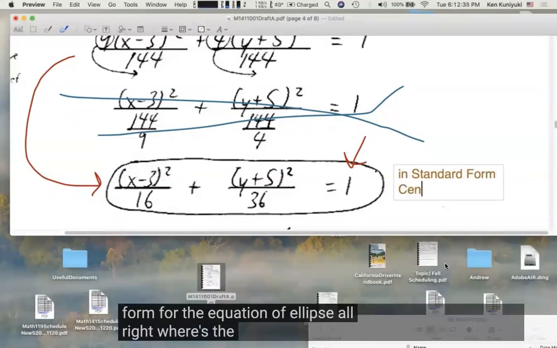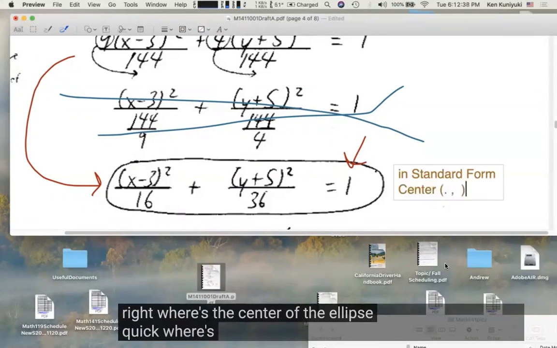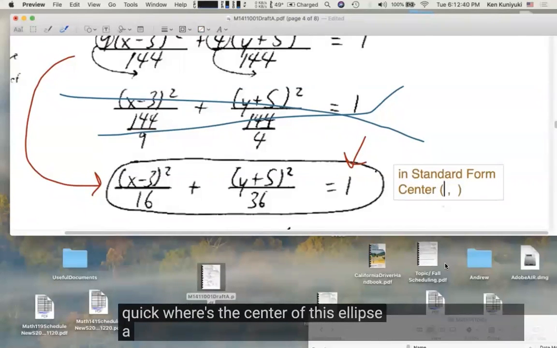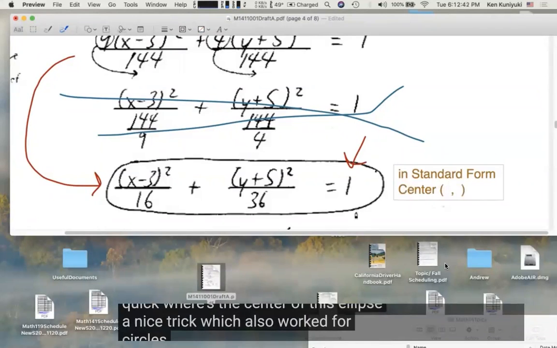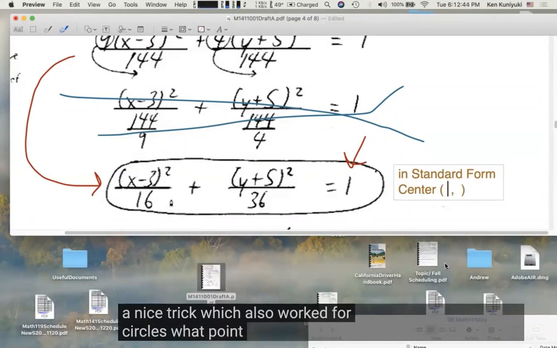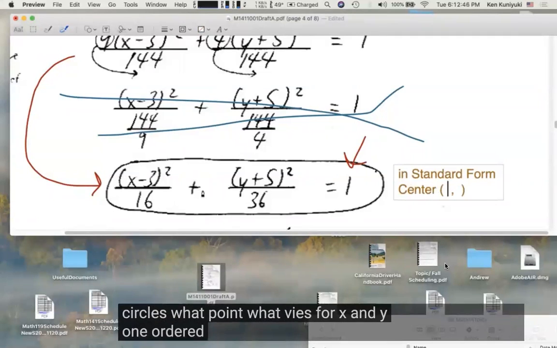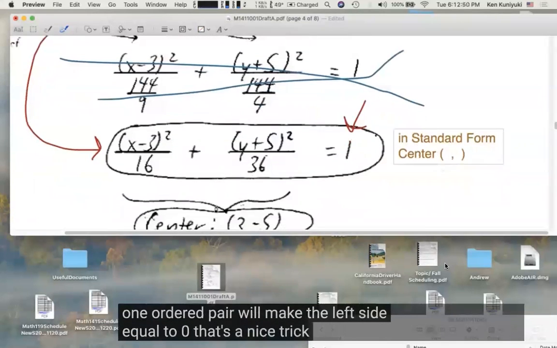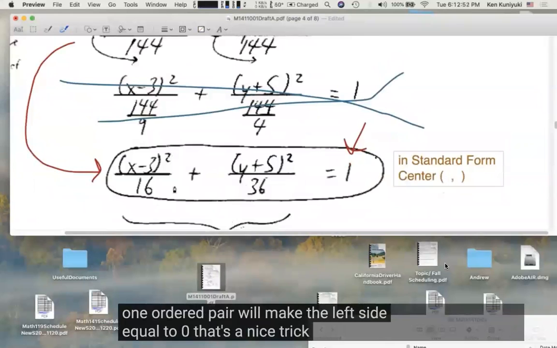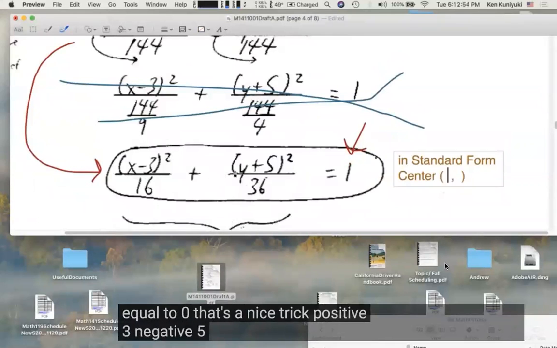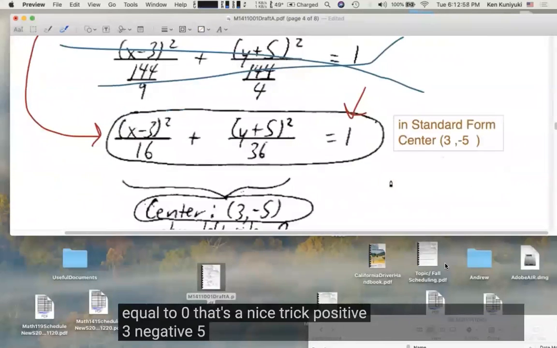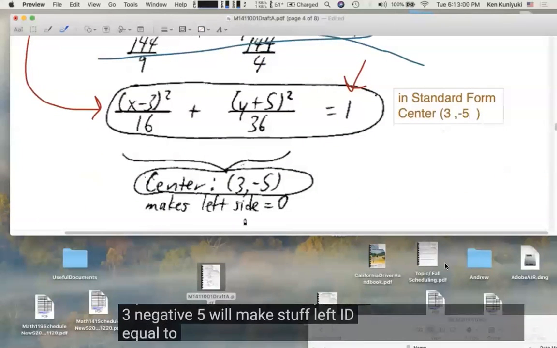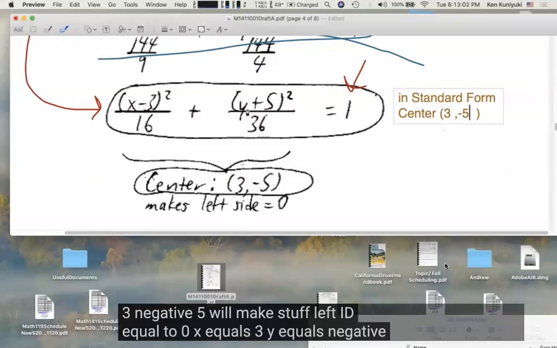All right. Where's the center of the ellipse? Quick. Where's the center of this ellipse? A nice trick, which also works for circles. What point, what values for x and y, what ordered pair will make the left side equal to 0? That's a nice trick. Positive 3, negative 5. What makes the left side equal to 0? X equals 3, y equals negative 5.